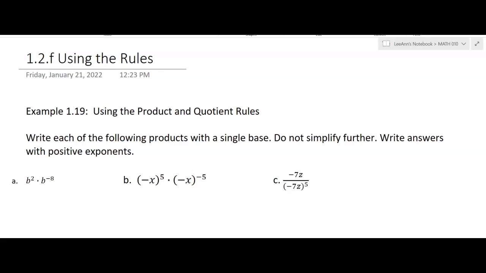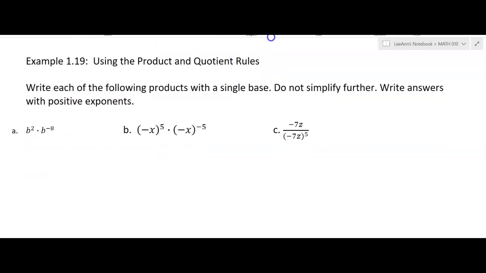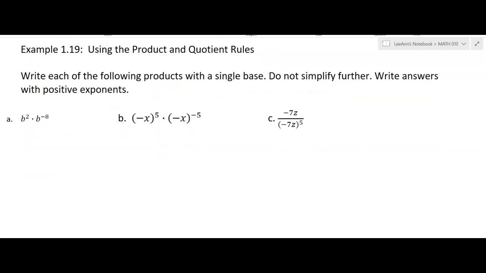So we have 4 rules so far, and now we're going to put them together and try to use those rules. All right. So write each of the following products with a single base. Do not simplify. Write answers with positive exponents.